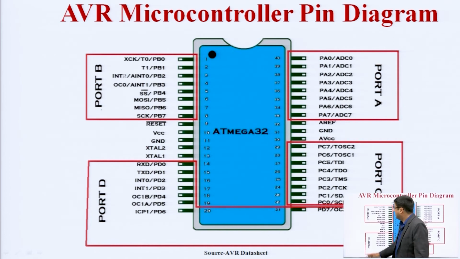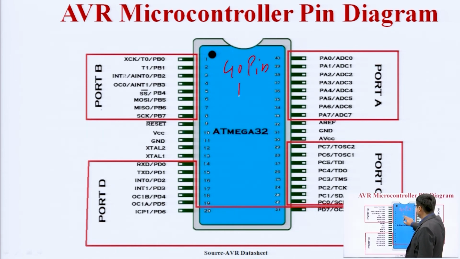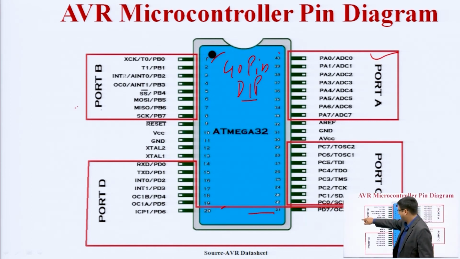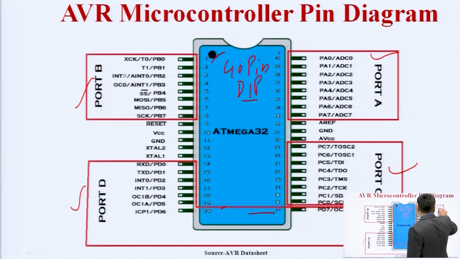Now the question arises: what should be the pin diagram of this microcontroller? We have seen that it follows the 40 pin DIP package, dual inline package. There are 20 pins available here, 1 to 20. Opposite to 20 there is 21, and 21 to 40 are available here. Basically, it has 4 ports: port A, port B, port C, and port D. Each port has 8 pins, and each pin is dedicated to some functions.